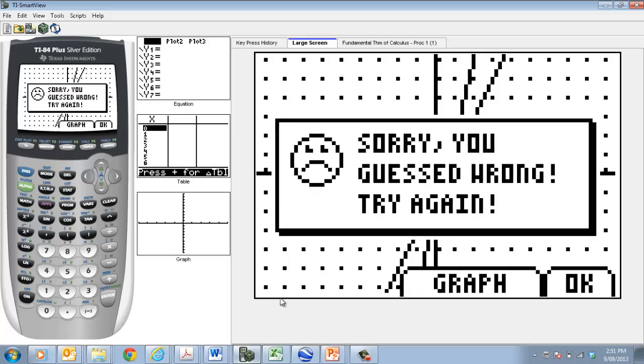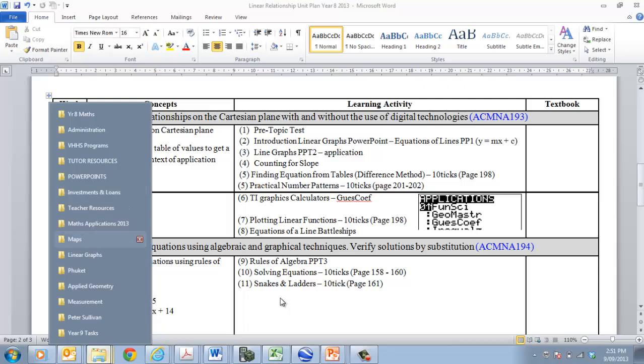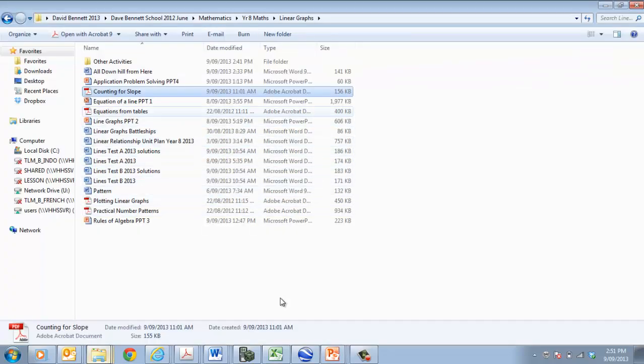Anyway, I'll let you play around with that, and I think it's a bit of fun. The kids can certainly learn how to use a graphics calculator, and don't get too frightened about that. Now the next activity I've got there is a thing called battleships. Okay, so it's just the typical game of battleships.